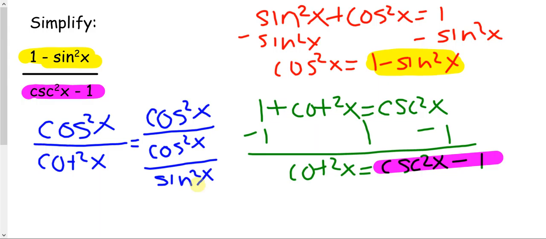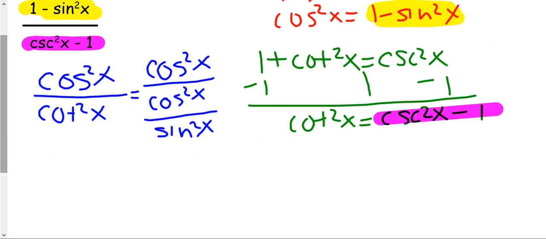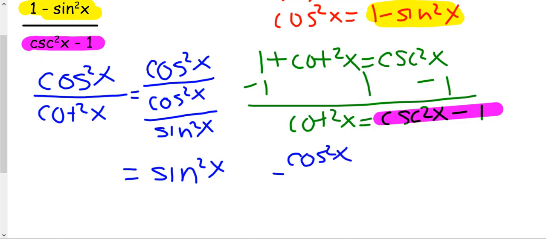From here, my cosine values will cancel out, and I will be left with a sine squared x. Now the math behind this gets into complex fraction work, a fraction within a fraction. So to see how that all simplifies out, remember this is going to be the cosine squared x all over the cosine squared x over sine squared x.